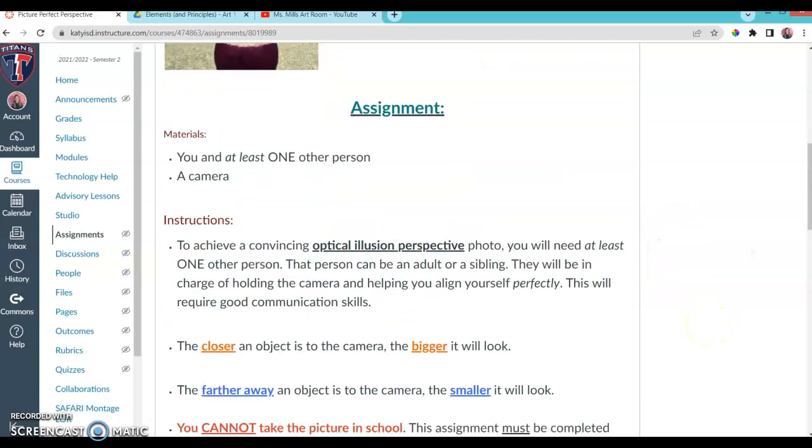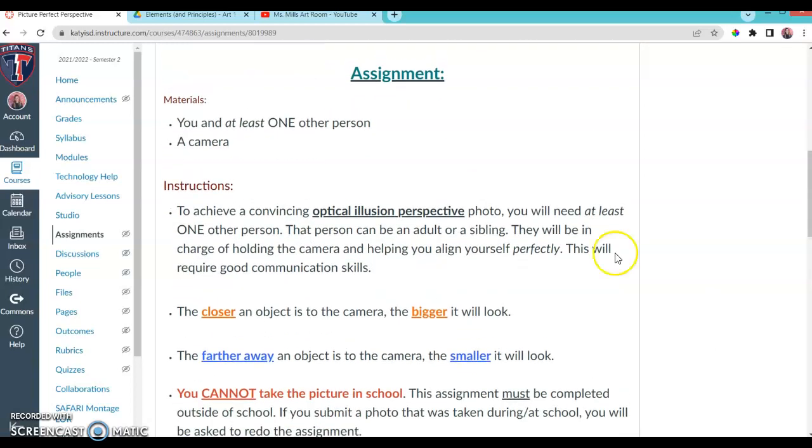Pretty easy. What you'll need is you and at least one other person so they can hold the camera, and a camera. If you are unable to find another person to help you, if you need to set up your phone on a timer or on your computer, that is fine with me. As long as you're able to achieve the perspective, then you should be fine. But typically, I would prefer if you could find another person to help you with this.